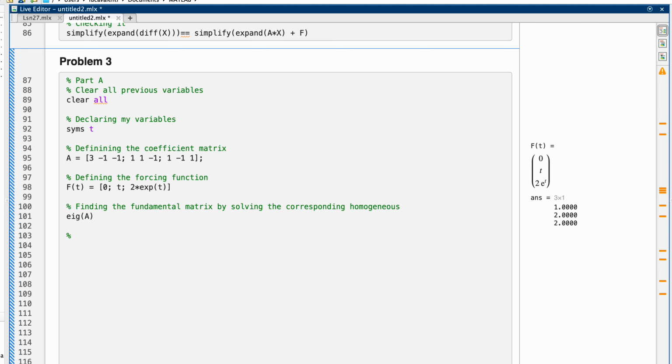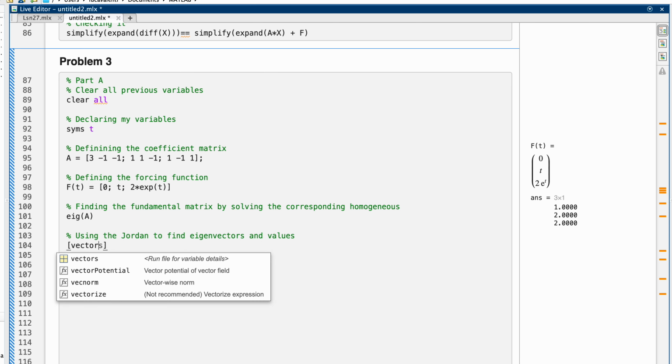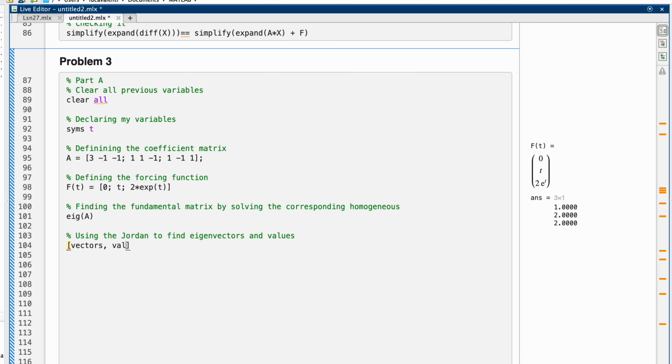That's good. I can use the Jordan command to find eigenvectors and values. It's going to output 2 things, vectors and values. And I can just say Jordan of A, and it'll do that. Then I'm going to define my complementary solution. Actually, not even that. I'm going to define my solutions individually.